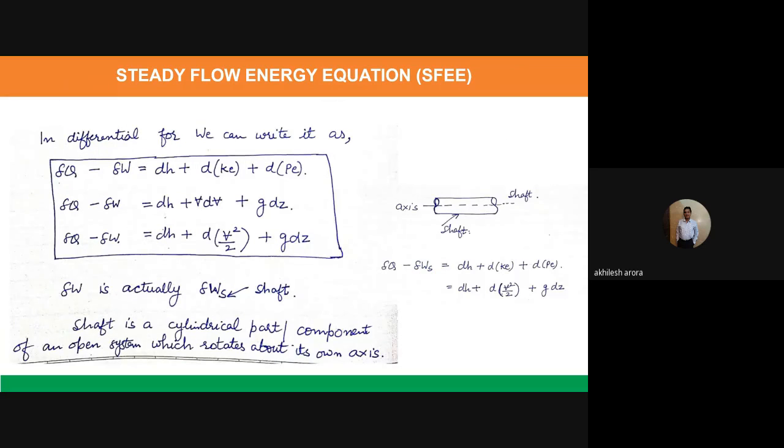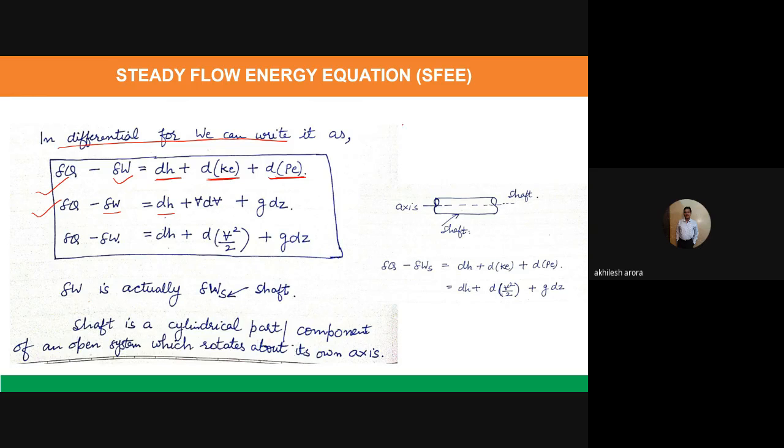If I want to write this equation in the differential form, then I can write it as delta q minus delta w is equal to dh plus dke plus dpe, where dh is the change in enthalpy, dke is the differential of the kinetic energy, and here we have the differential of the potential energy. Or we can also write it as delta q minus delta w is equal to dh.